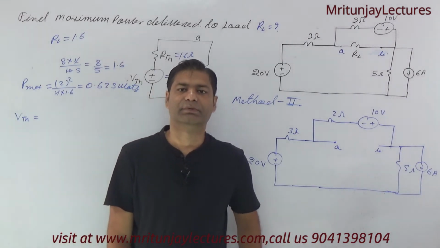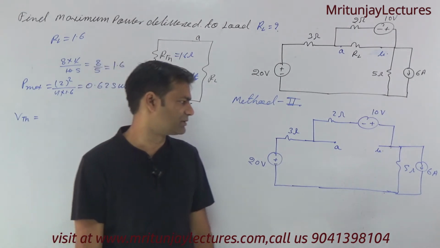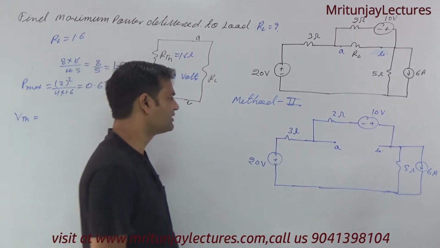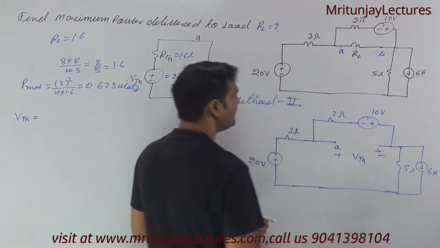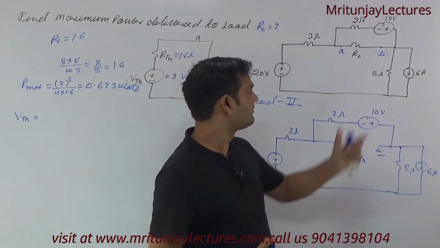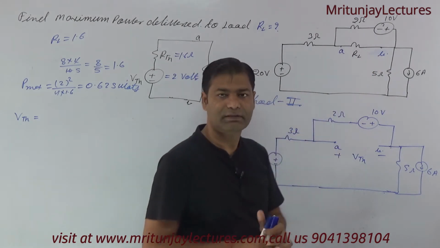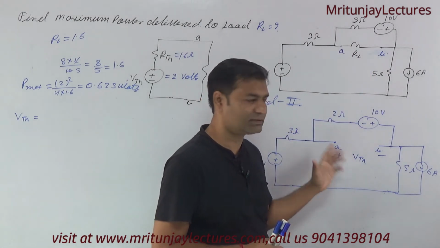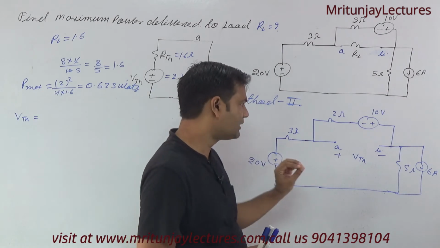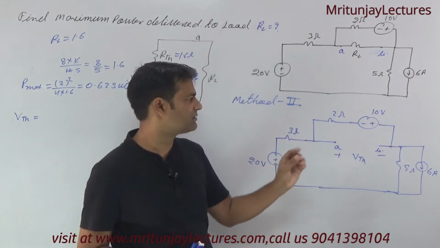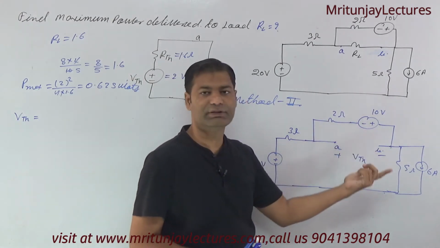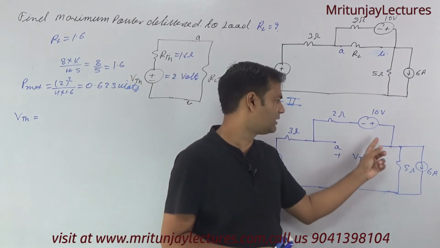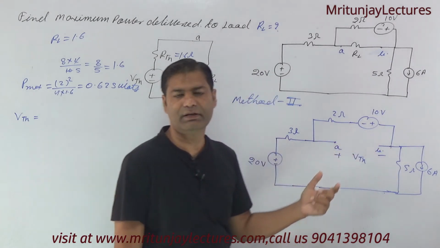Okay. Now, how can we solve it? First of all, our motto is to determine VTH. VTH means voltage across the open load terminal. If you determine VTH, first of all open the load terminal. After that, make the circuit like this. How can we determine VTH? If you determine this current, then this voltage and this voltage, sum of this voltage. Apply KVL in this loop and find out VTH.